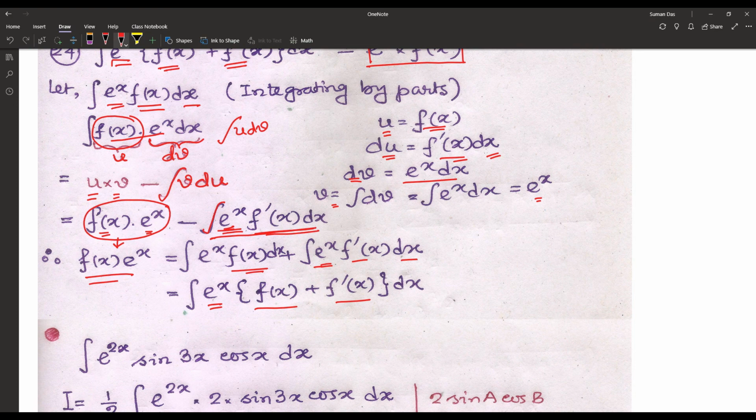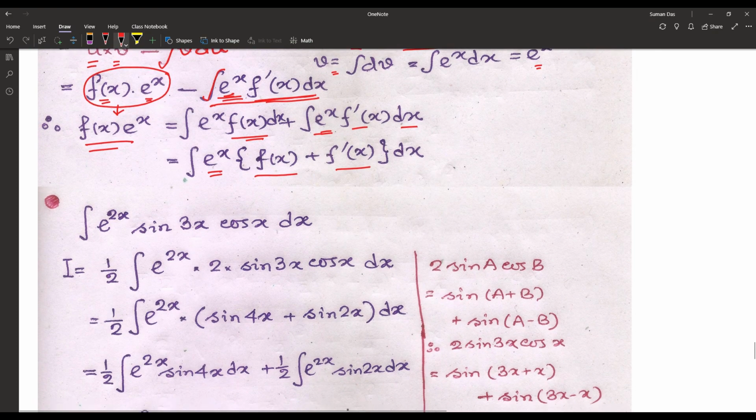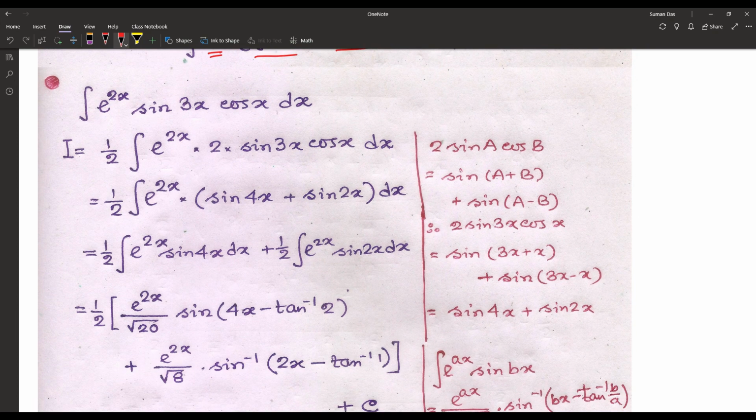Now let's check one or two examples for the first standard integral we have done. Suppose the problem has been given: the integration of e^(2x) sin 3x cos x, which is not directly in the standard form. So here we can write that as half, that means 2 has been divided to multiply that, so it becomes 2 sin 3x cos x.